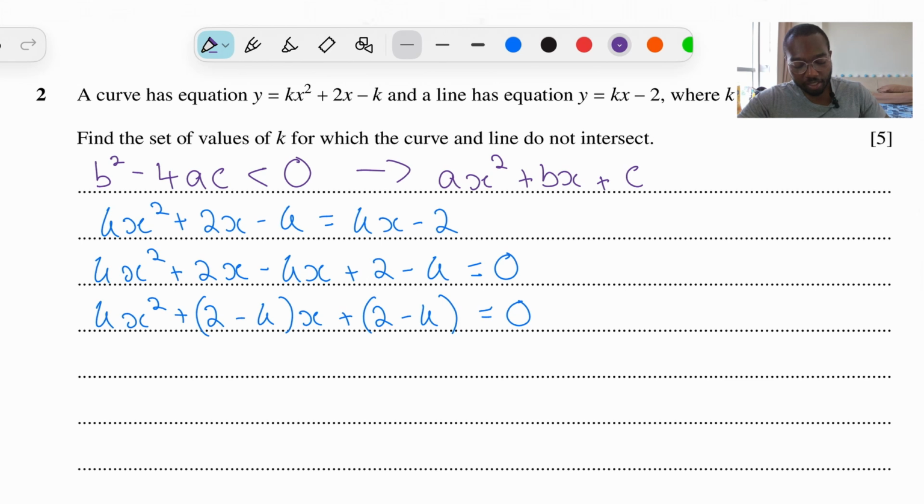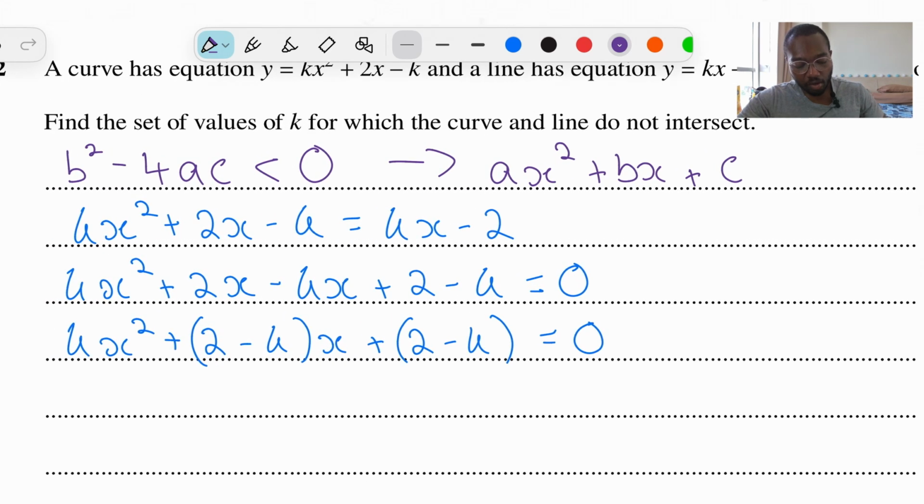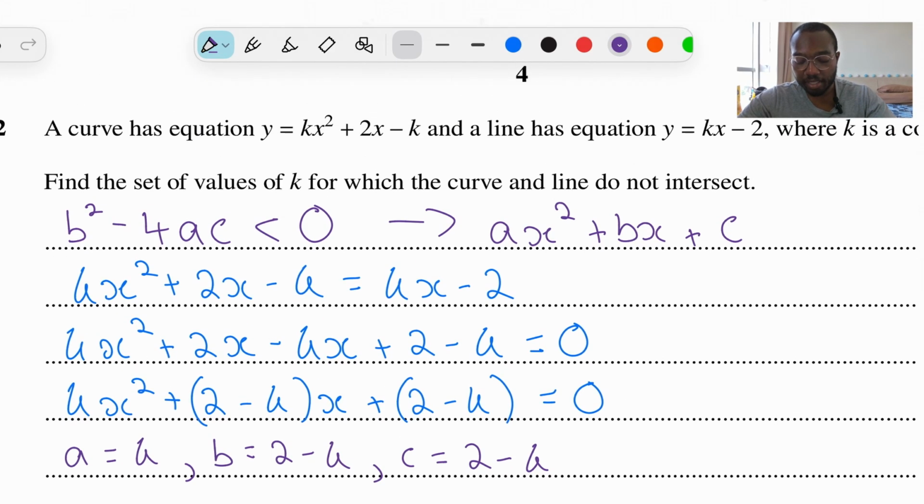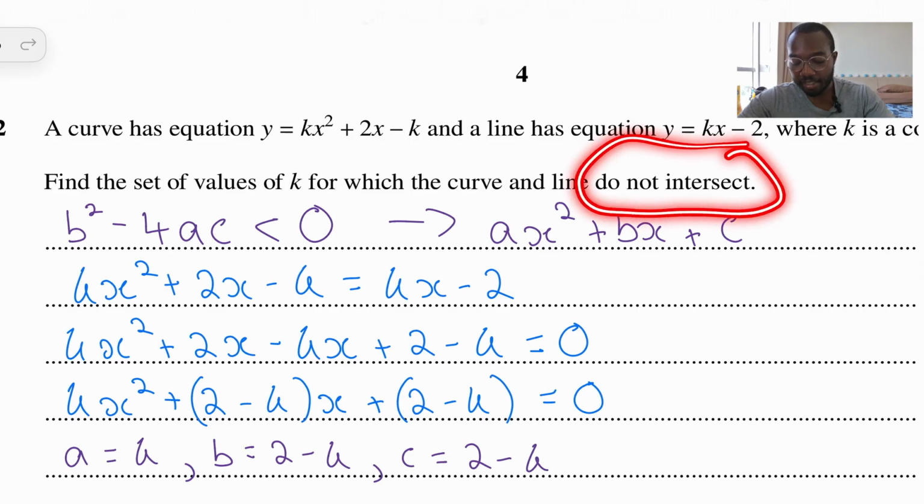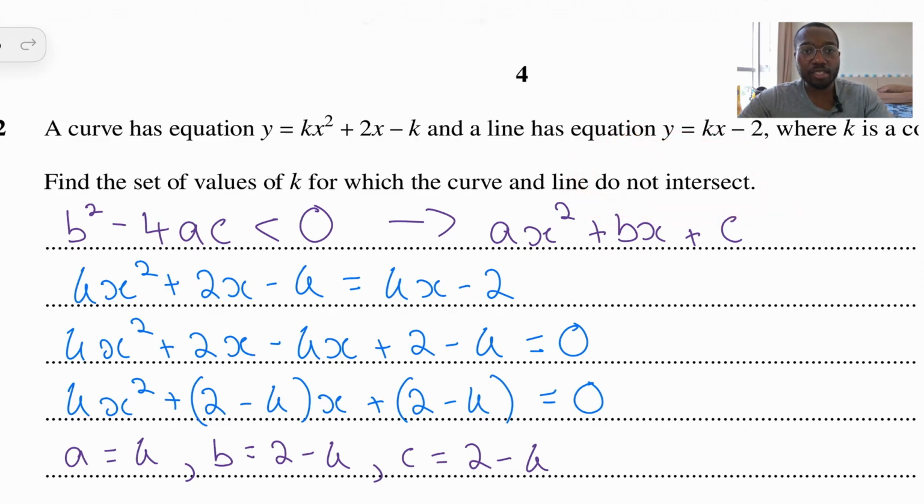Now we can clearly see what our a, b, and c values are. Looking at our quadratic, we know that our a value is simply k. We know our b value would be 2 minus k, and we know our c value would also be 2 minus k. And now we can use the discriminant b squared minus 4ac, and because it says the lines do not intersect, we make it less than 0. If it said the lines intersect at 2 distinct points, we'd make it greater than 0. And if it intersects at 1 point, it would be equal to 0. But because it does not intersect, we make it less than 0.